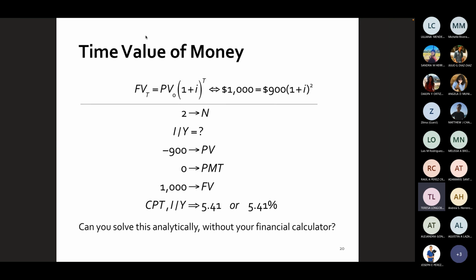In using the calculator, there's one catch: you have to keep track of the signs. Remember, 900 is being spent, that's cash outflow, and 1,000 is being earned, so 1,000 is cash inflow, revenue. So what you're going to do is enter all these with the correct signs and then ask to compute the interest rate, and you'll get the result.